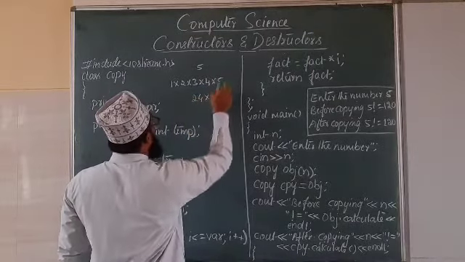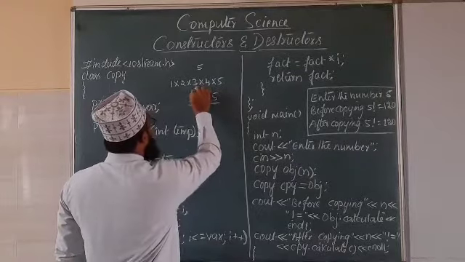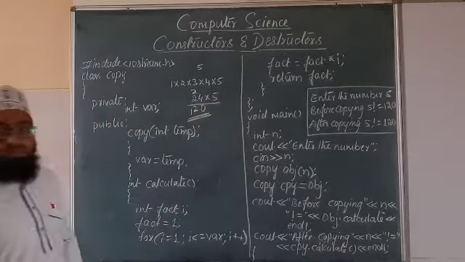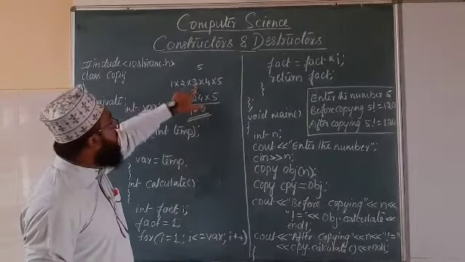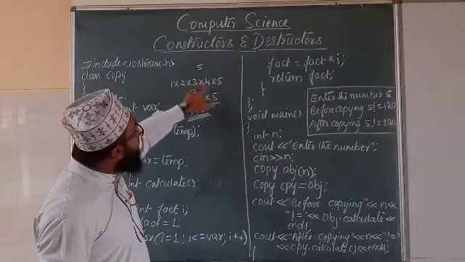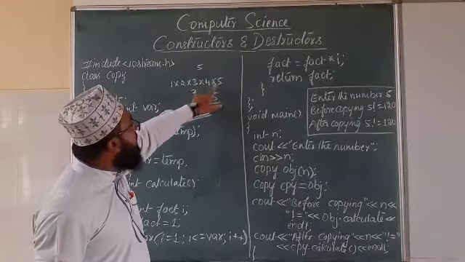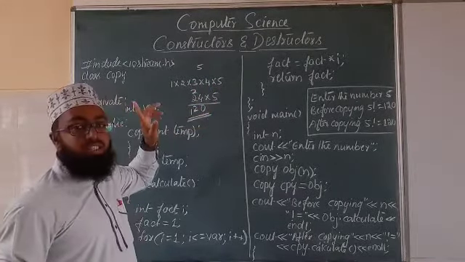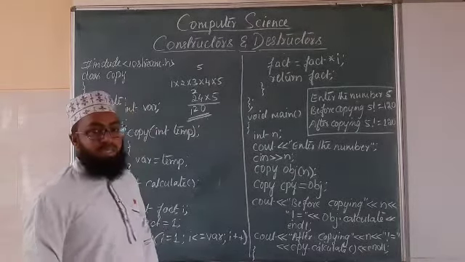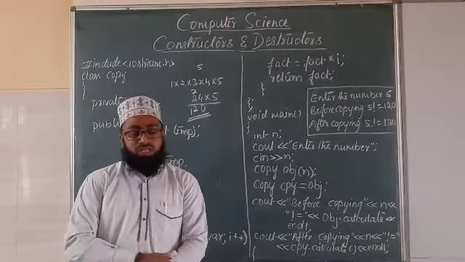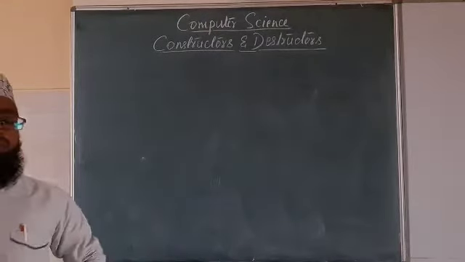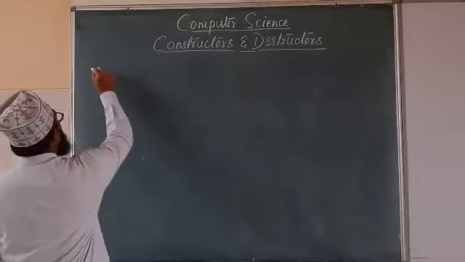24 into the last 5. 5 4 is 20. Carry 2. 5 2 is 10, 11. Like this. Here 1 2 is 2, 2 3 is 6, 6 4 is 24, 24 into 5 is 120. Like this the factorial will come. Hope you have understood the copying concept. Now we shall discuss constructor overloading.